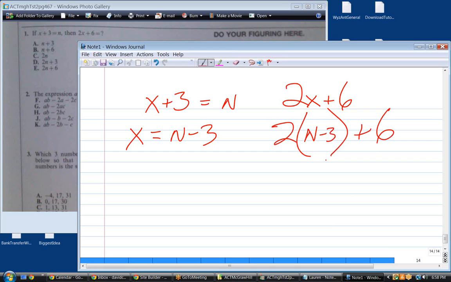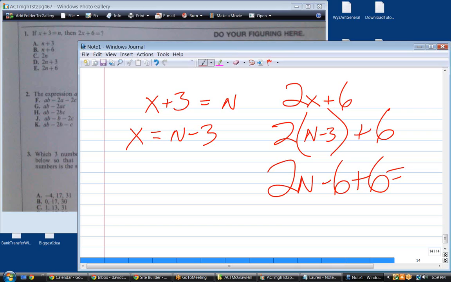What's this equal to? 2n minus 6 plus 6. Which is? I'm not very good at negatives and positives. You don't know what plus 6 minus 6 is? No, it kind of confused me when the negative is put in front. Or there's a negative.